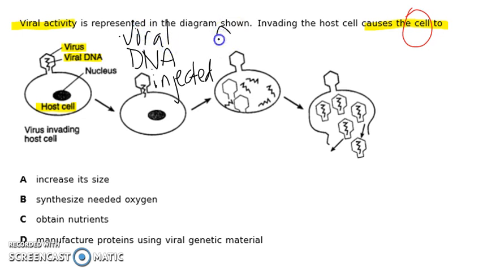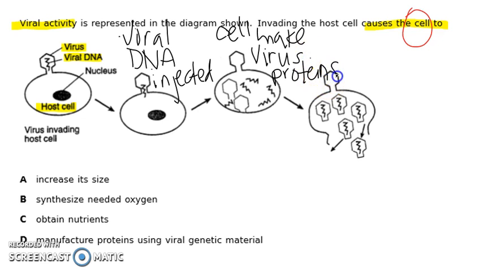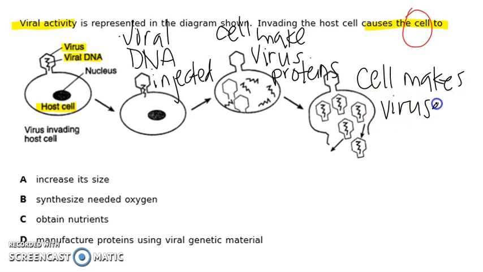So now the cell is going to make virus proteins, because our cells use DNA to formulate our proteins at the ribosome. So now the cell is using the viral DNA to make proteins. That's what's happening here. These are all proteins. And then in this last image, because the cell has made all those proteins, now it's making viruses, which will bust out and go attach to other cells and kill them.